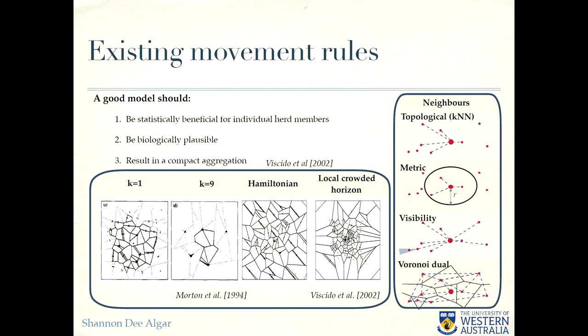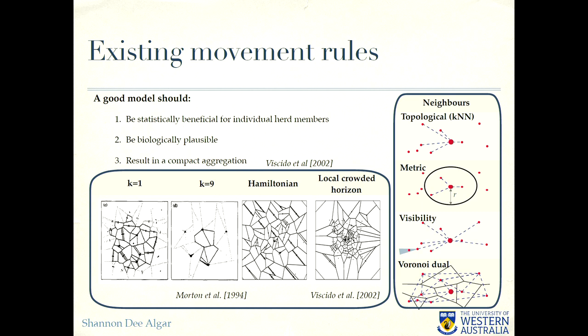Okay, so following on from Hamilton, people have proposed a variety of different selfish movements and mechanisms for their self-propelled particles to move. In general, we require three things of our selfish model. We would like them to be biologically plausible. We would like them to be statistically beneficial to anyone that follows the rule. And we'd like for them to result in a compact aggregation.